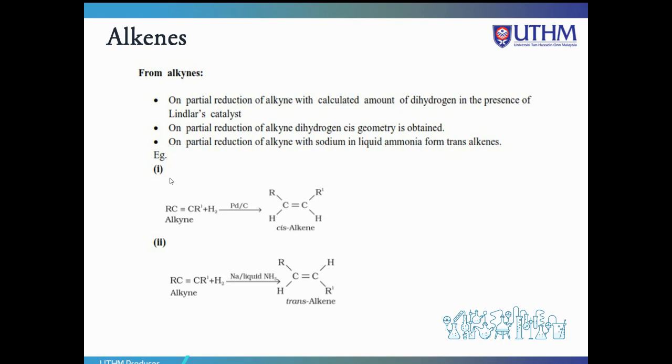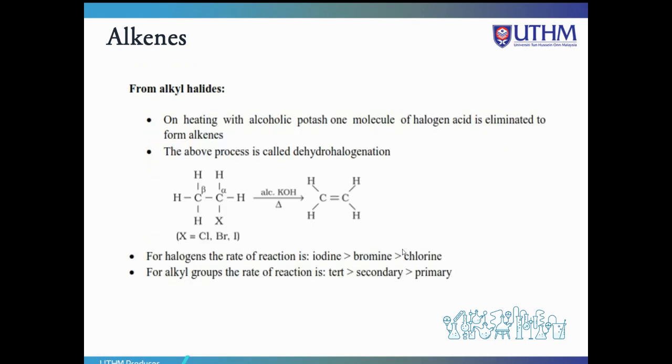It can be shown here in the reactions below: alkyne producing cis-alkene, alkyne producing trans-alkene. You can see here it uses different types of catalyst and conditions. Alkene can also be produced from alkyl halide. On heating with alcoholic potash, one molecule of halogen acid is eliminated to form alkene. The above process is called dehydrohalogenation. It is shown here generally in this chemical reaction to produce alkene.